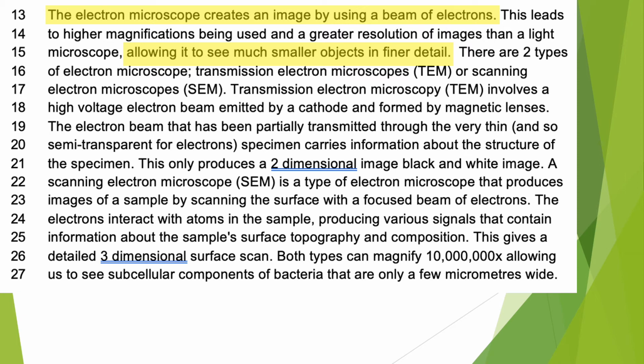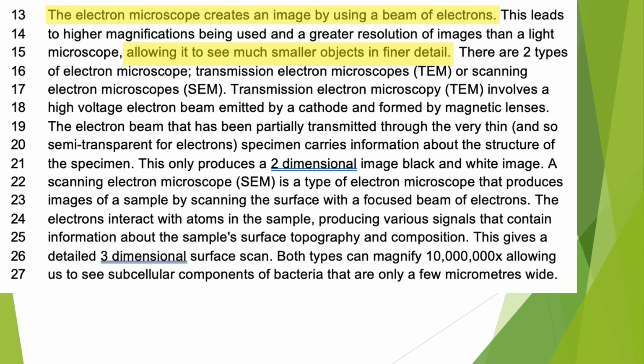And that being said, there are two types of electron microscopes. So there's even more of a division going on. So you have two types of microscopes, light and electron. And then from electron microscope, you have two more microscopes. You have transmission electron microscopes, and you have scanning electron microscopes. And I'm just going to call them TEM and SEM from here, just because I don't want to say the full name. So TEM involves a high voltage electron beam.